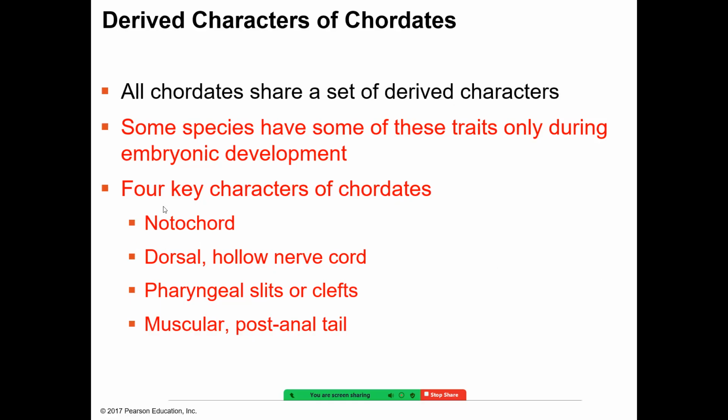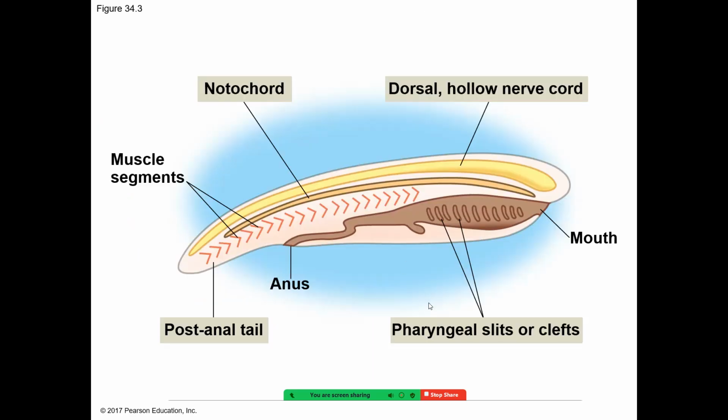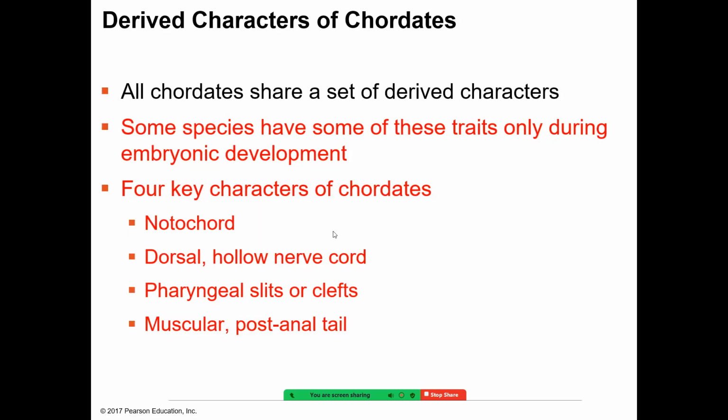Four key characteristics of chordates are notochords, dorsal hollow nerve cords. Dorsal means towards the back. Pharyngeal slits or clefts, which we'll talk about, and a muscular postanal tail. So a tail that is behind where the anus would be found, which is the end of the digestive system. So again, these are the basic four characteristics, these derived characters that are shared by all chordates.